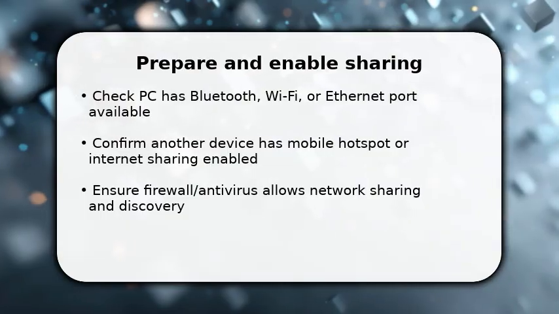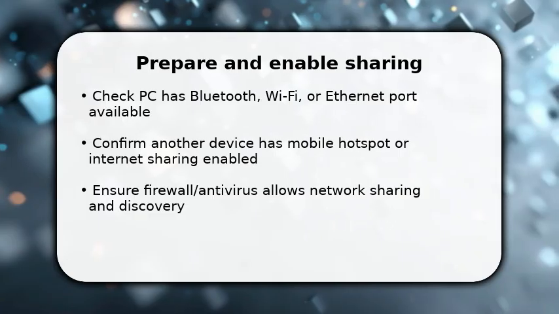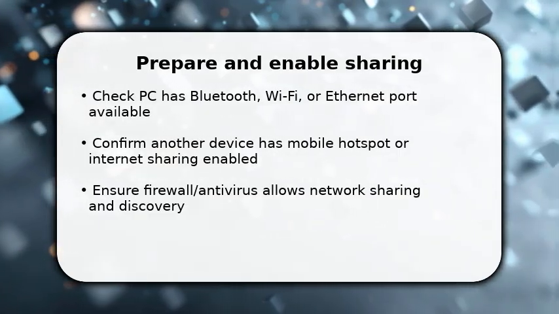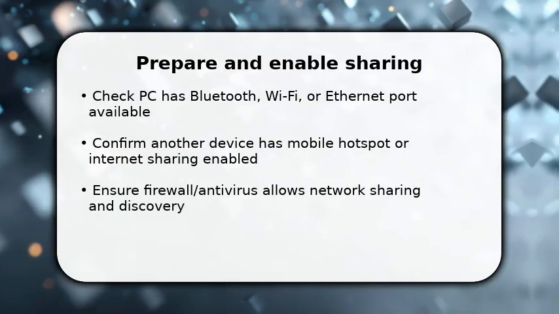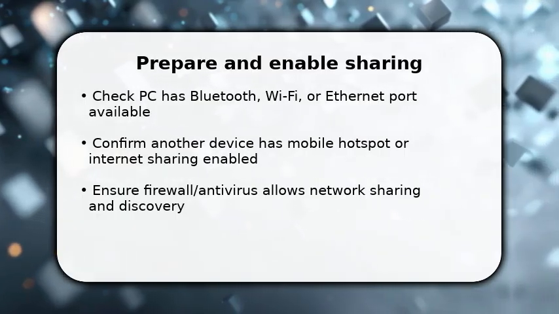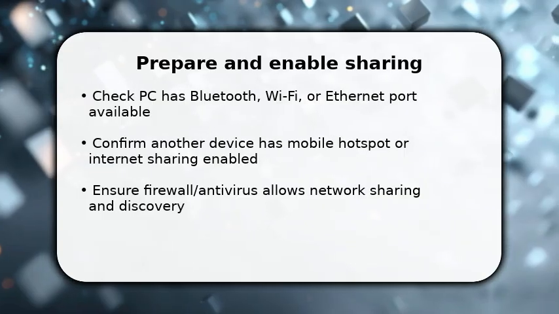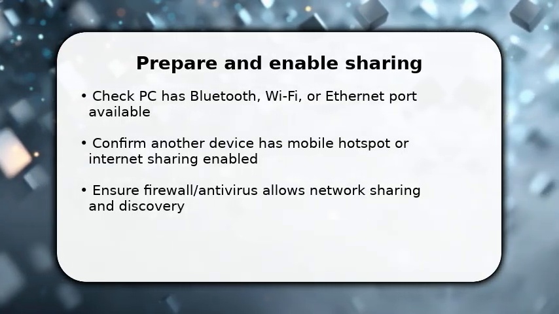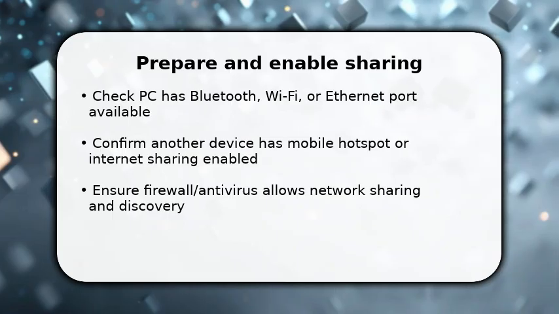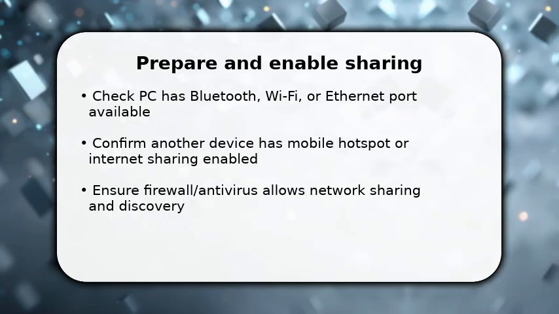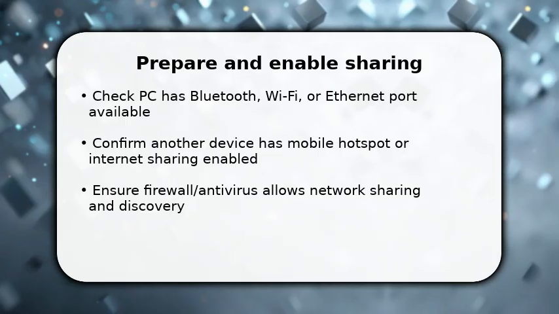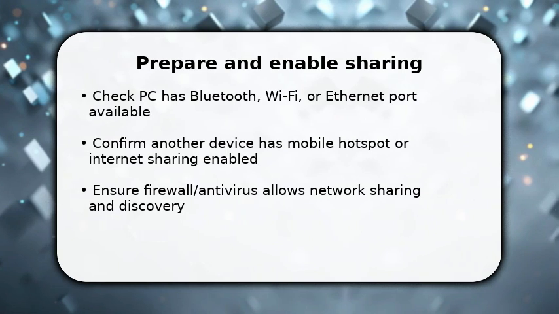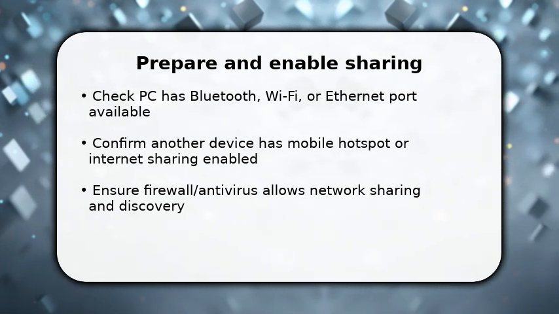You start by enabling the hardware and permissions that let your PC accept an internet source. Turn on Bluetooth or Wi-Fi on the PC and the source device, then enable the source's mobile hotspot or internet sharing. On Windows, open Network Settings and enable network discovery and file and printer sharing. On Mac, open Sharing Preferences and enable internet sharing. Make sure the firewall permits connections. Once done, your PC is ready to search for the shared network from the other device.